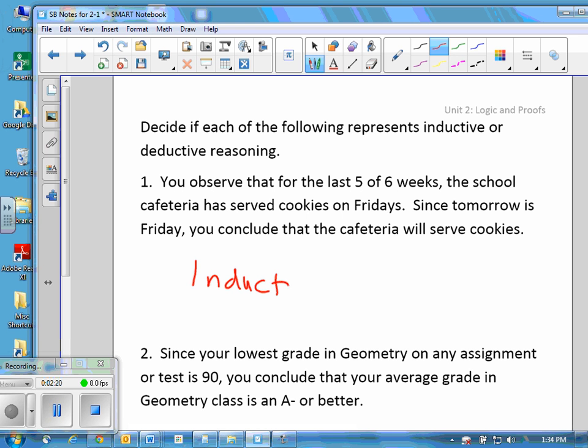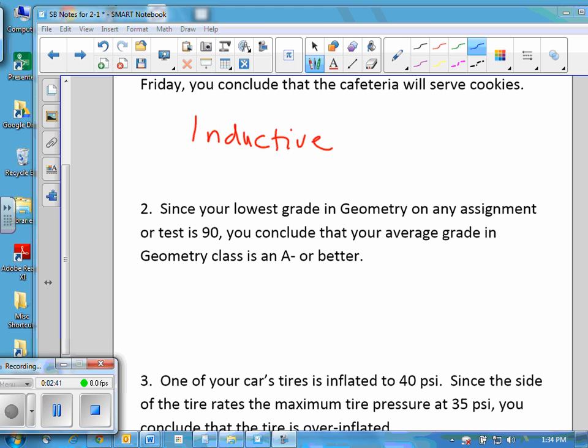The big tip-off on that is the word that you have observed, okay? You have observed that for the last 5 or 6 weeks they've served cookies. So you assume that that's going to continue. That doesn't mean they have to, but that's a pretty good assumption. The next example is deductive reasoning.